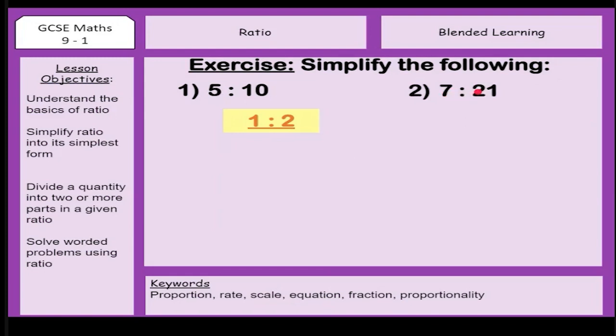7 to 21. I need to again find the highest number that goes into both 7 and 21. 7 goes into 7 once. 7 goes into 21 3 times exactly. Remember, we can't have any remainders.